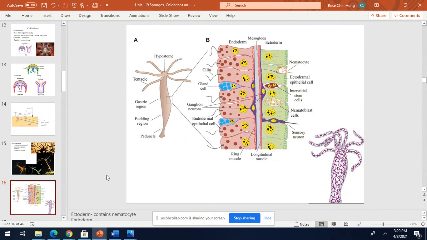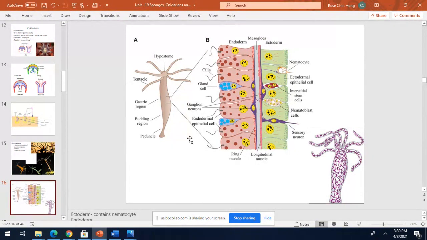So here we have a cutaway of the brown hydra, or of a hydra. Hypostome, this is the opening here. Tentacles around it. And this is the body of the hydra. Peduncle is what it stands on, and it flips when it moves. So what it does is it could do somersaults to move about.